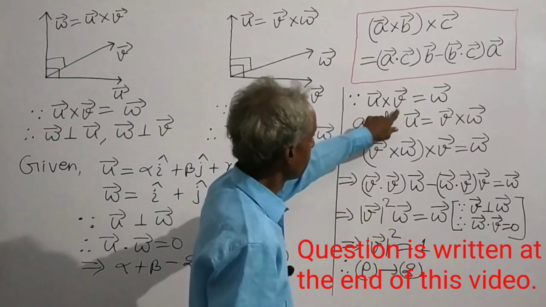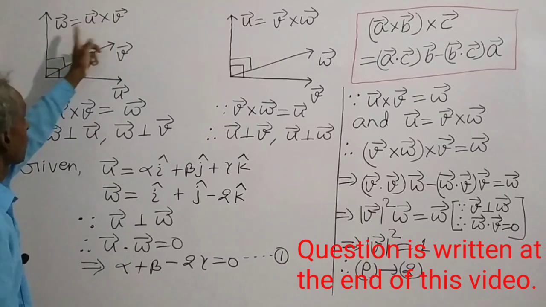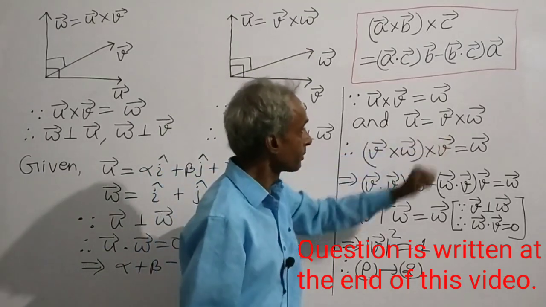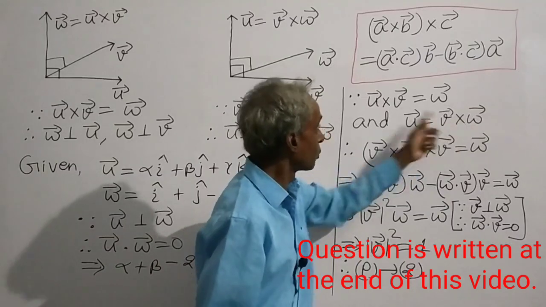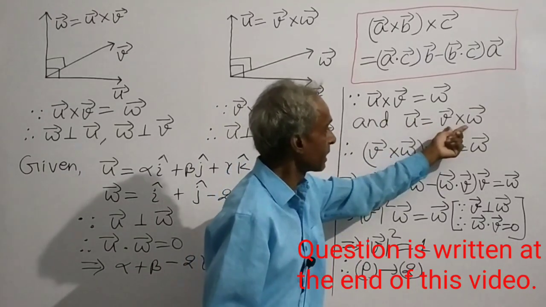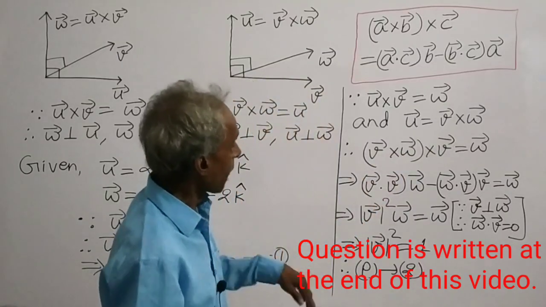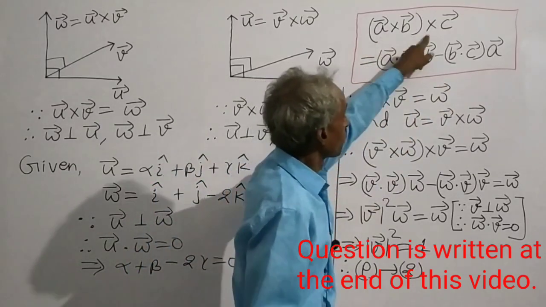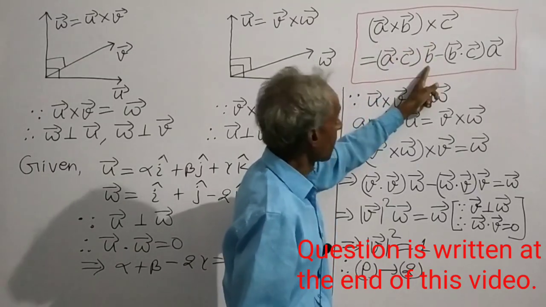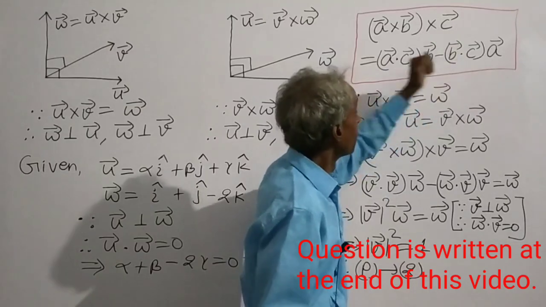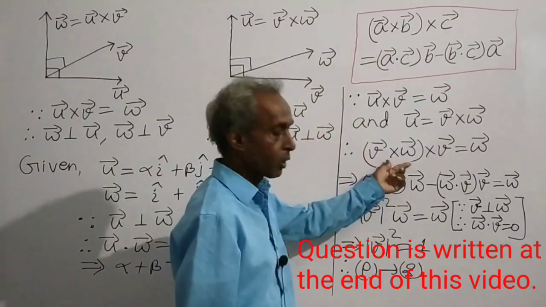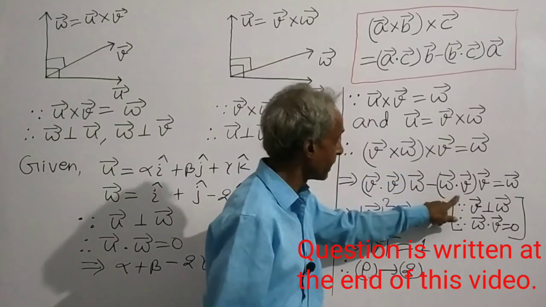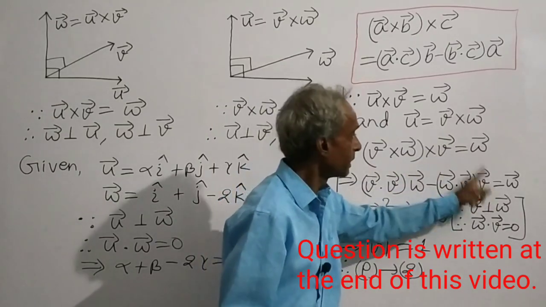Since U cross V is equal to W, and it is also given that U is equal to V cross W, in place of U we write V cross W. Now we apply this formula: A cross B cross C is equal to A dot C times B minus B dot C times A. Therefore, we will write V dot V times W minus W dot V times V is equal to W.